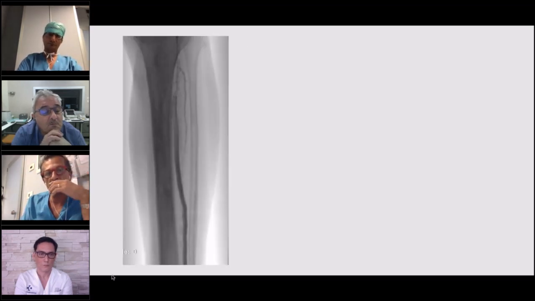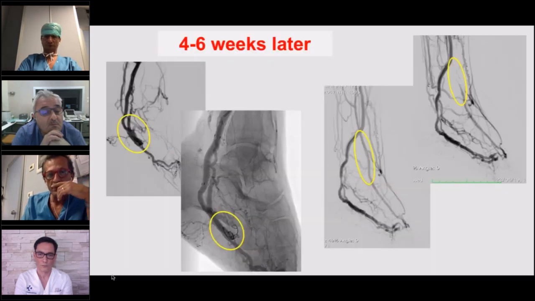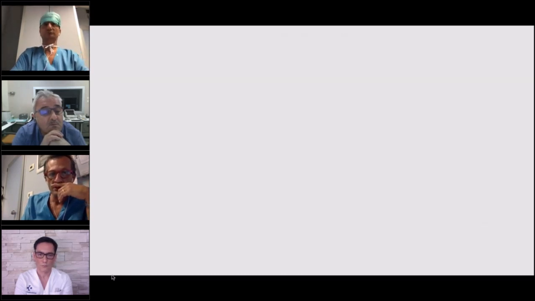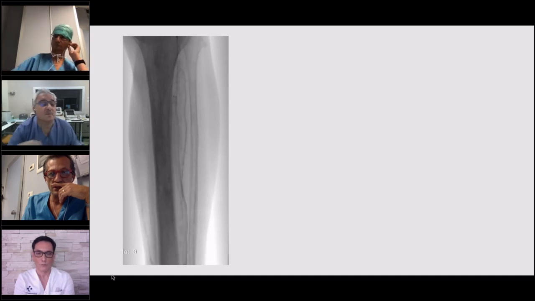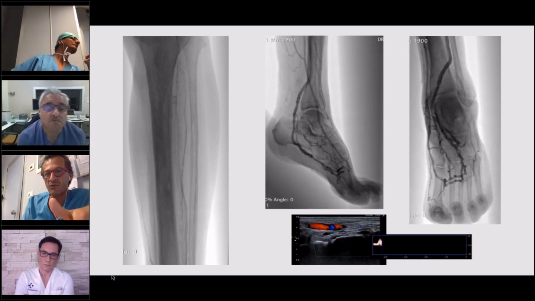This in order to obtain this final result. This is the flow into the foot.